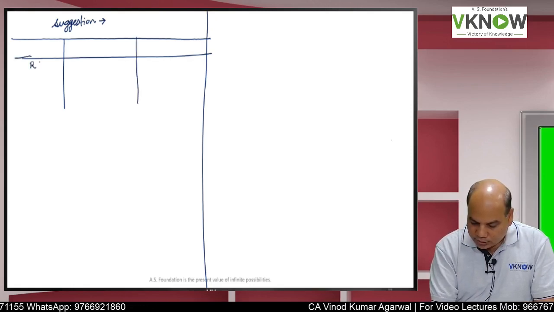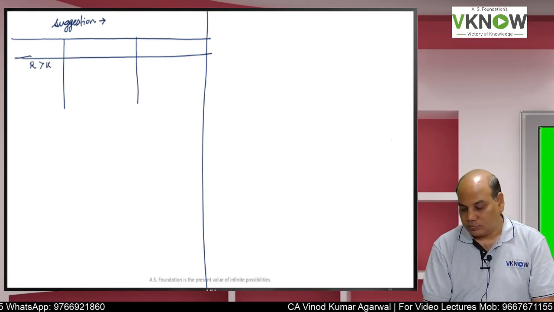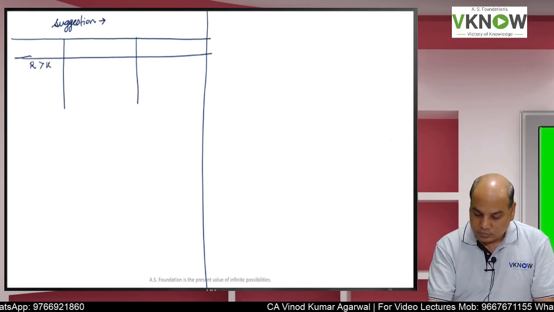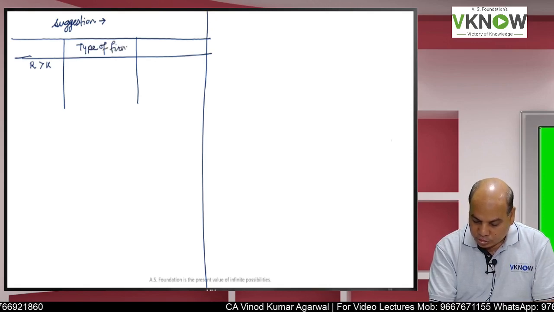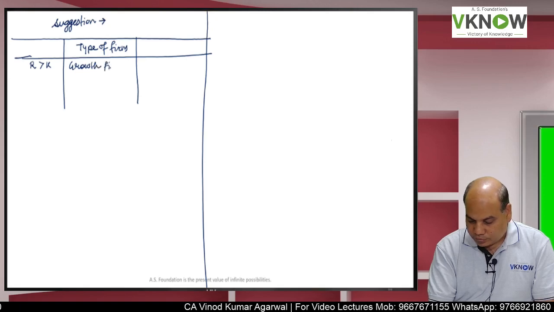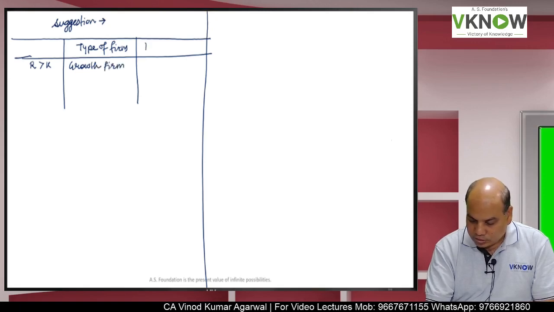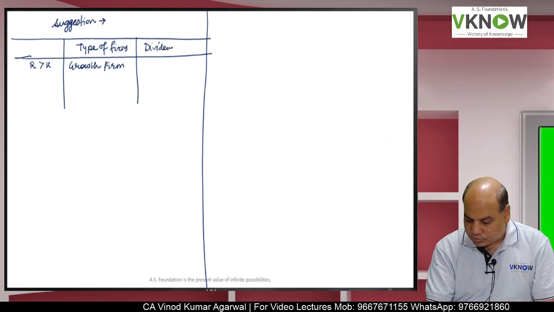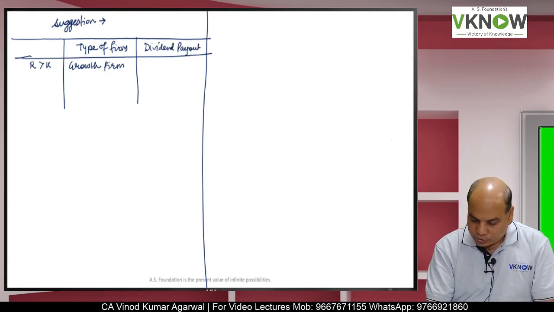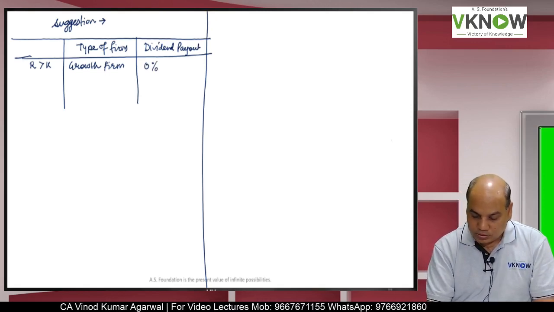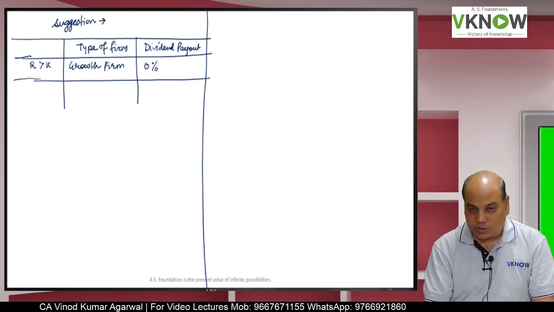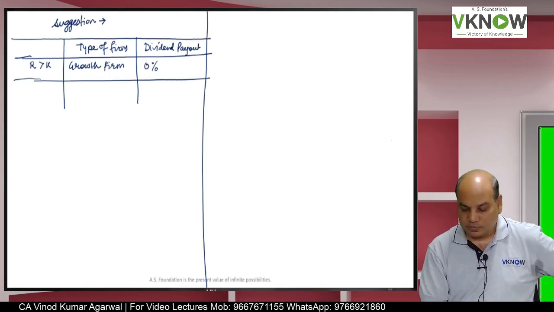So if R is greater than K, then what is the type of firm? Growth firm. Then it is called a growth firm. And what is the dividend payout suggested by the Walter model? 0%. Don't pay dividend. Or if 0 is not possible, a low payout should be given.